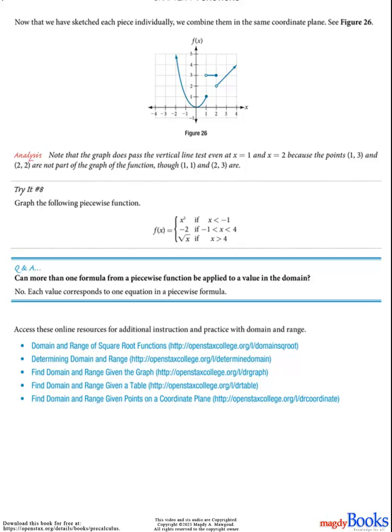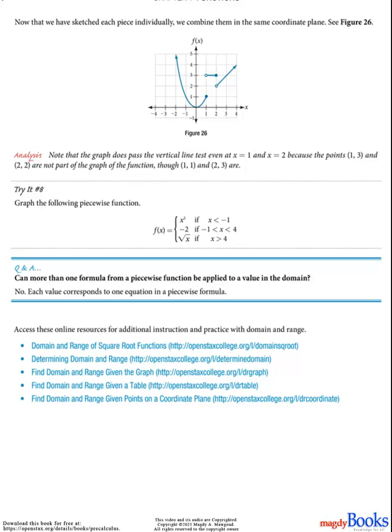Try it number 8. Graph the following piecewise function. f of x equals x cubed if x is less than -1, -2 if -1 is less than x is less than 4, and square root of x if x is greater than 4.